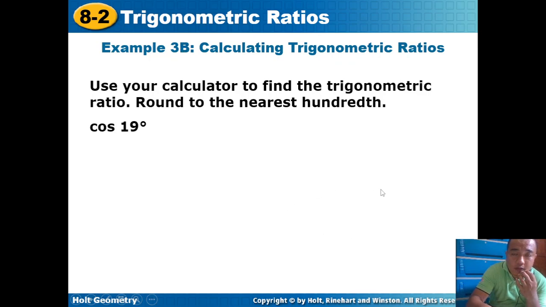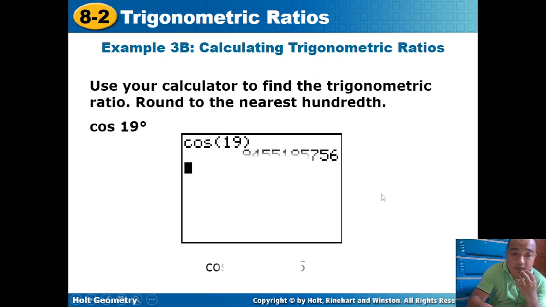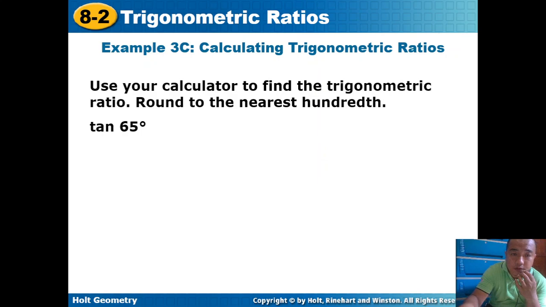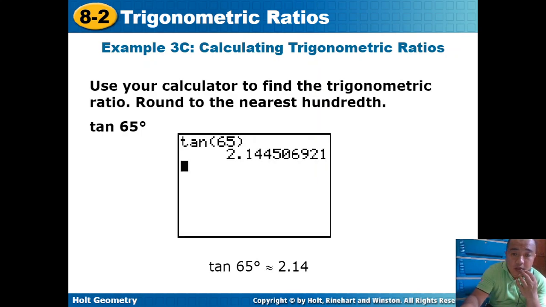Cosine 19 degrees: you press cos, then 19 equals. The answer is 0.95. Did you get the same answer? I hope so. Tangent 65: we press tan, then 65 equals. The answer is 2.14. I hope you get the same answer.